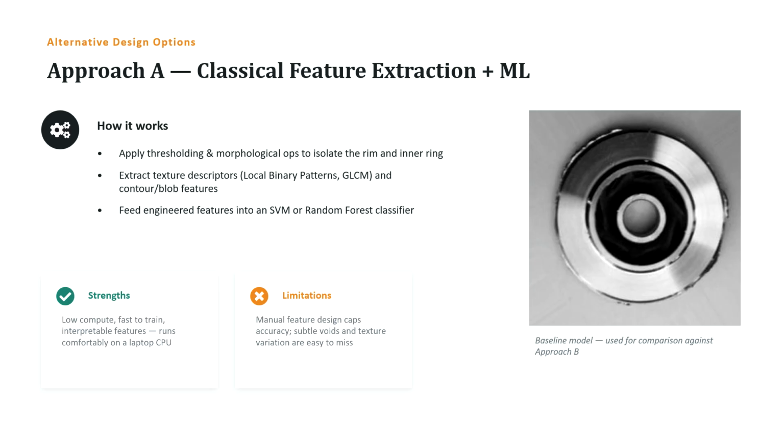So coming to the first approach, classical feature extraction. The first approach I considered uses traditional image processing. It thresholds the image to isolate the part's rim and inner ring, extracts texture and shape features like local binary patterns, and feeds those into a simple classifier like an SVM. The advantage here is it's lightweight, runs easily on a laptop, and it's easy to interpret why it made a decision. The downside is accuracy is capped by how good my hand-designed features are, and some defects might slip through with this approach.